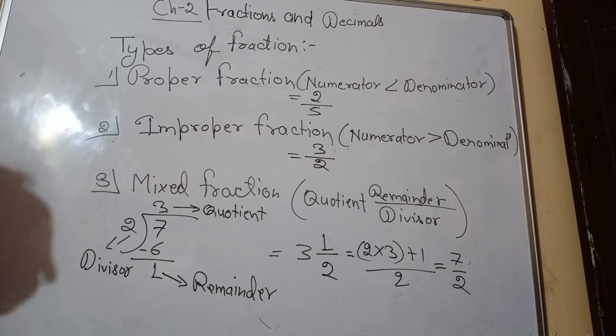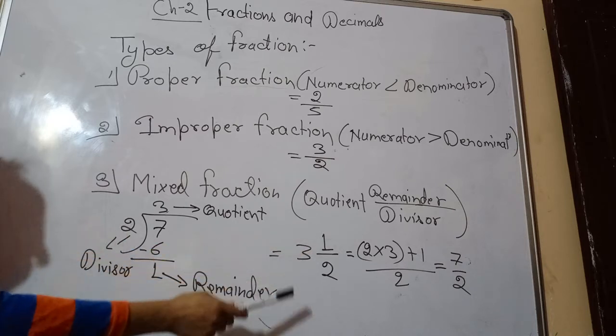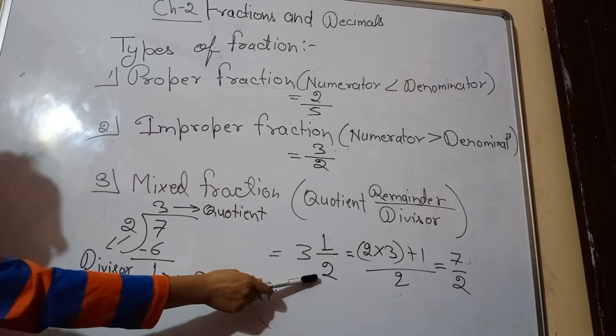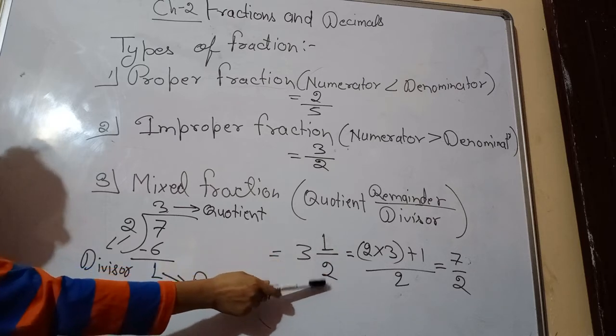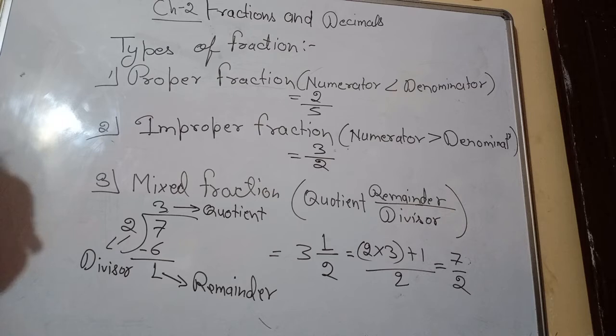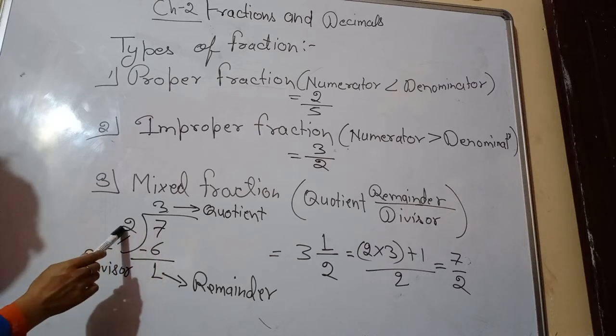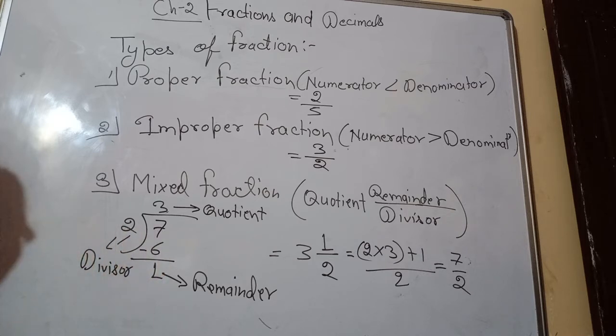So what is our quotient here? Our quotient is 3. And what is our remainder? Remainder is 1. And what is our divisor? Divisor is 2. When you multiply like this, 2 3s are how much? 2 3s are 6. 6 plus 1, 7. So 7 divided by 2 after solving the mixed fraction. And here also you can see 7 is divisible by 2. That is our question. So this is how we can define proper fraction, improper fraction and mixed fraction.